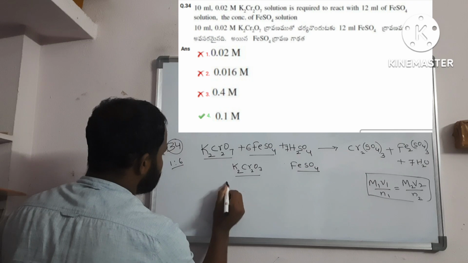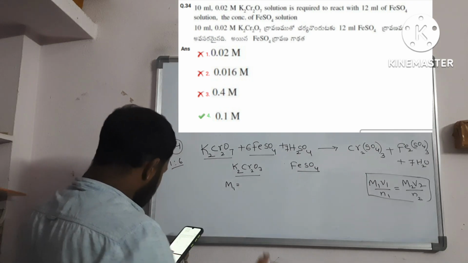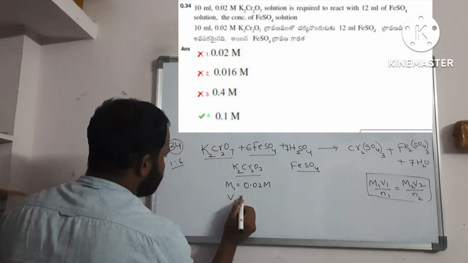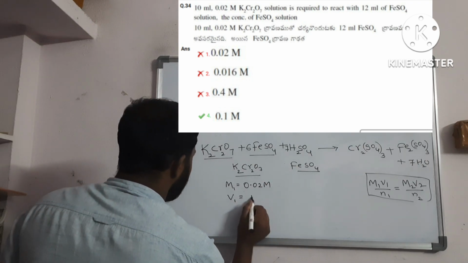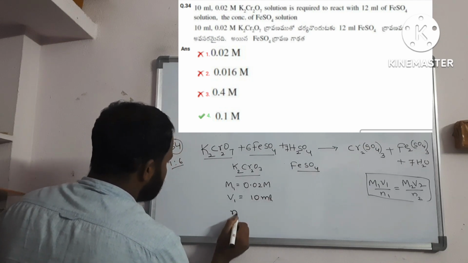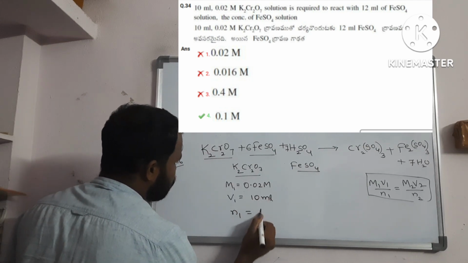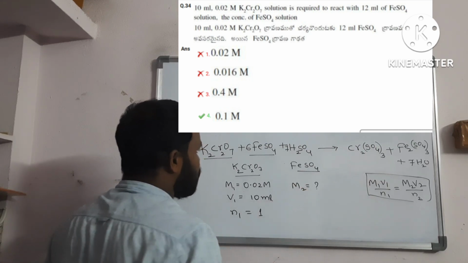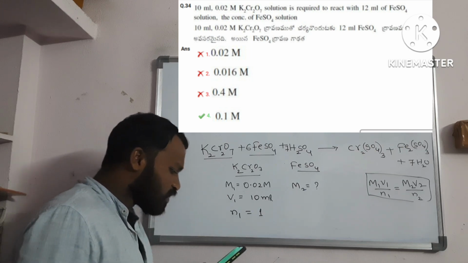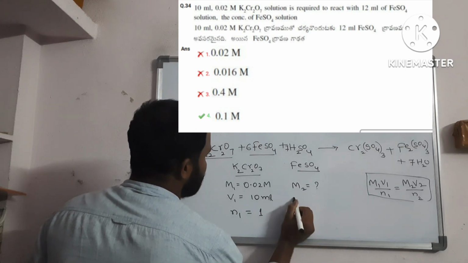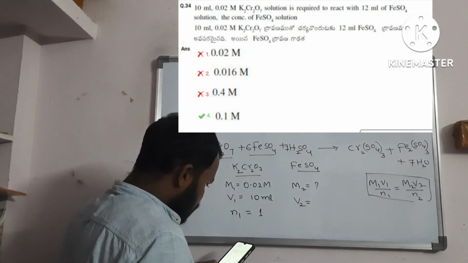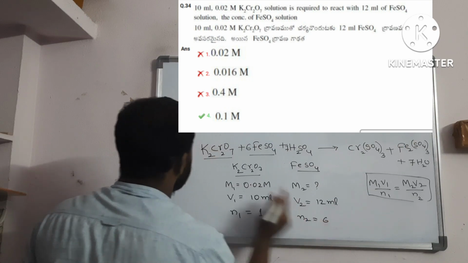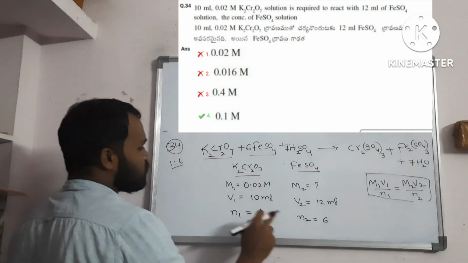Molarity of K2Cr2O7. What is the molarity they given? 0.02 M, right? Then what is the V1 volume? 10 ml, right? Then N1 is 1 mole, because in the 1:6 ratio we should take 1. For FeSO4, M2 we have to find because there is a question mark; in the question they asked the concentration of FeSO4 solution. Then V2 is given, 12 ml, right? Then what is the N2? N2 is 6 moles, 1:6 ratio, 6 moles.